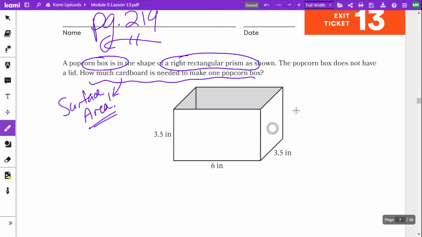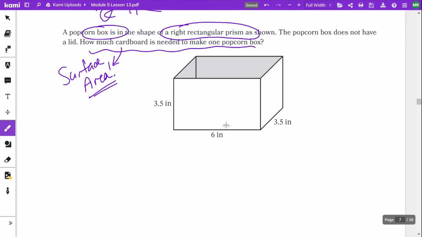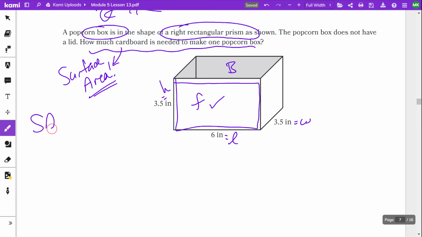So let's see. I have some dimensions here. There's a length, there's a width, and there is a height. So I have to calculate the surface area for the front and the back. Those are identical. So let me start with that. I have a front and a back, two of those. They are the same, and I'm using the 6 and the 3.5, or the length and the height, to calculate those two.